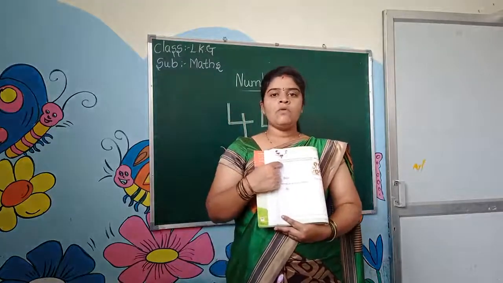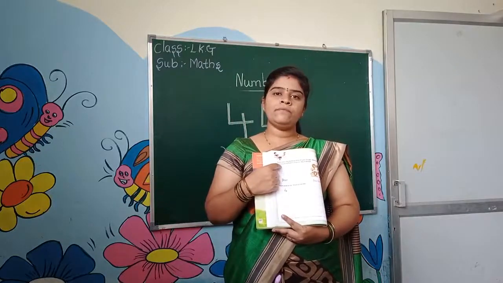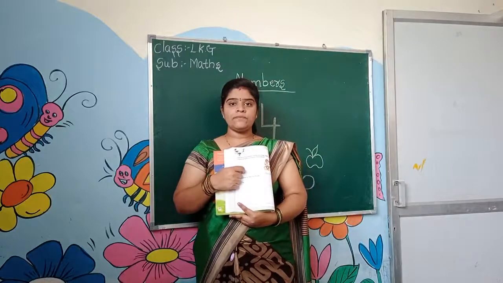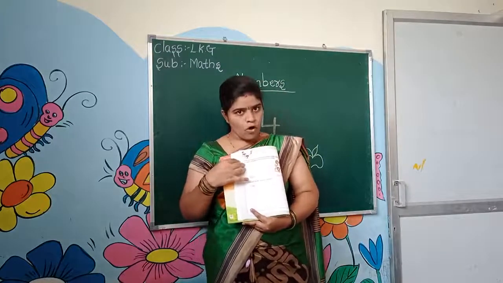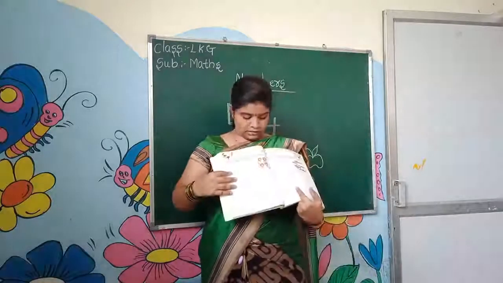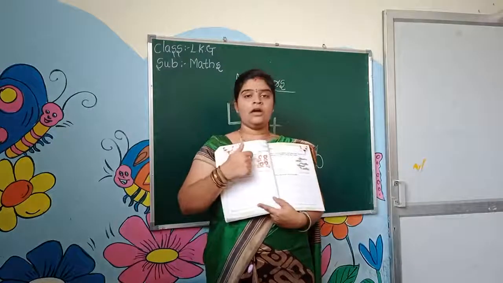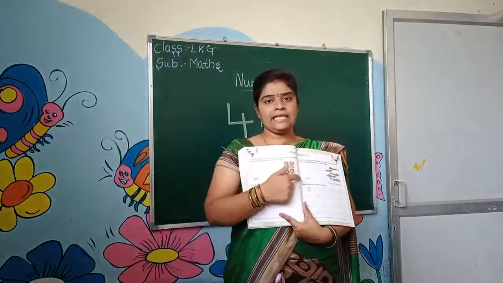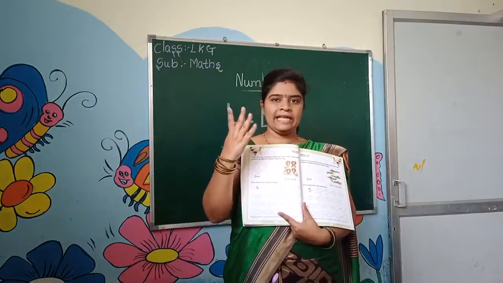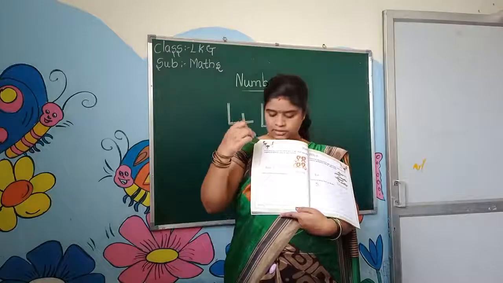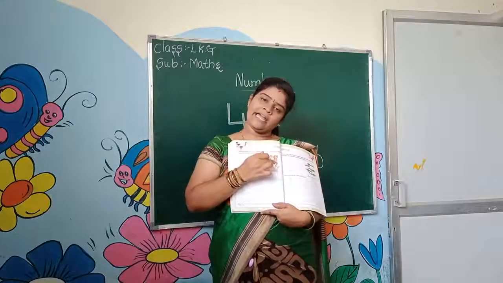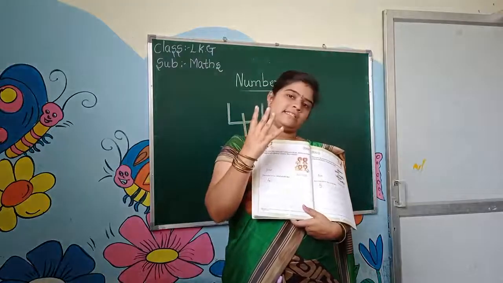What do you have to do here? You have to trace these dots. You will get number 4 and color it. Next, you have to count here. How many lions are there? Yes. 4 lions are there. It's very good. We are learning number 4 today. That's why here they are given 4 lions.